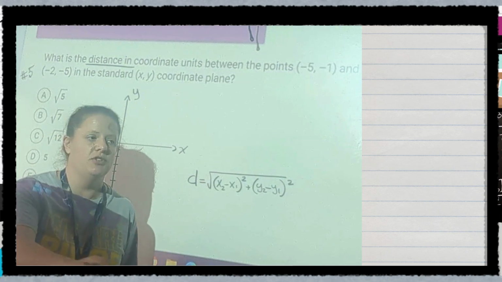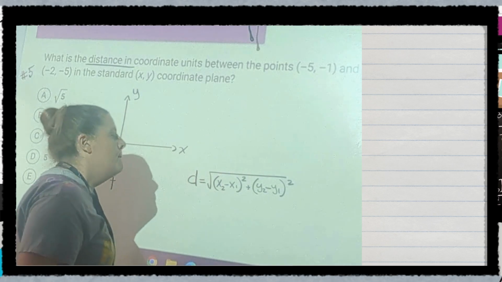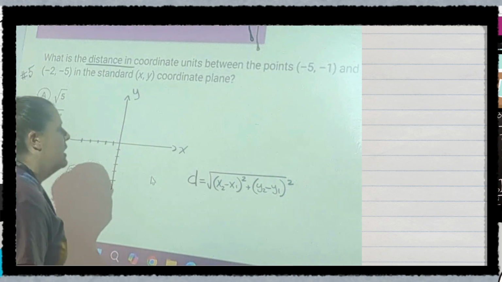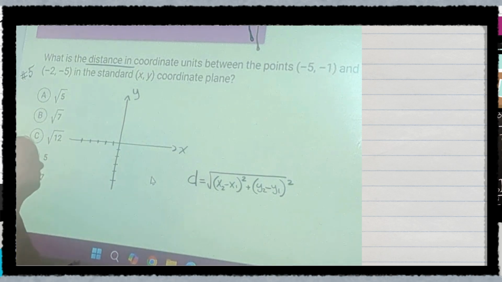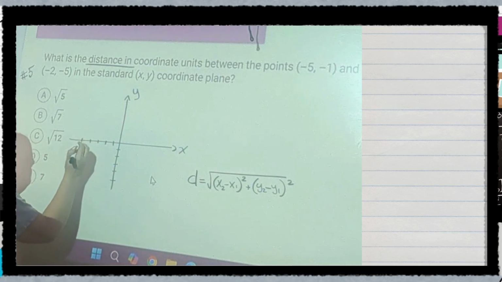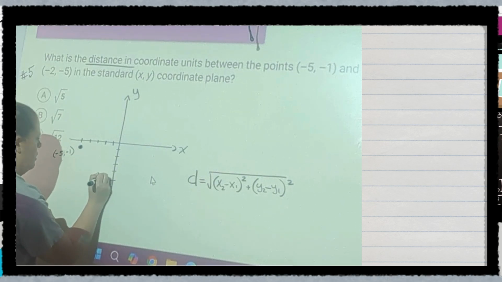Okay? And if you're in geometry, you've probably been doing this, you know it like the back of your hand right now. But if you don't know that, or it just looks scary in general, then let me show you how we can do this using the lesson we're currently on, working with right triangles. Let's plot our points. -5, -1 goes right here. And -2, -5.